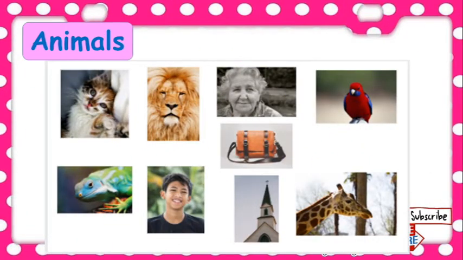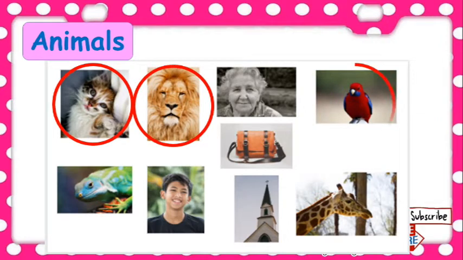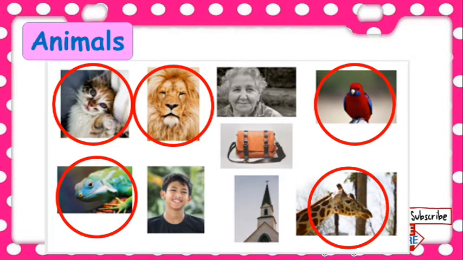And now, for your next activity, you are going to encircle all the animals that you see on the picture. Are you ready? Let's begin! Let's see if your answer is correct. We have cat, lion, parrot, frog, and giraffe. Did you get the correct answer?